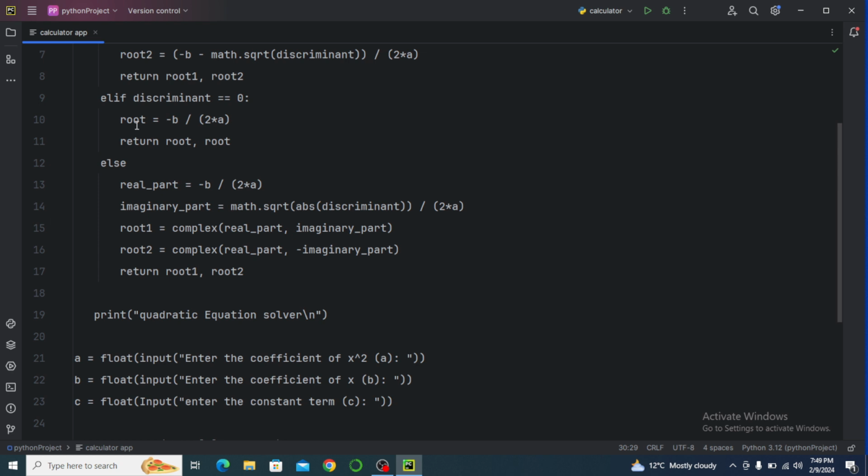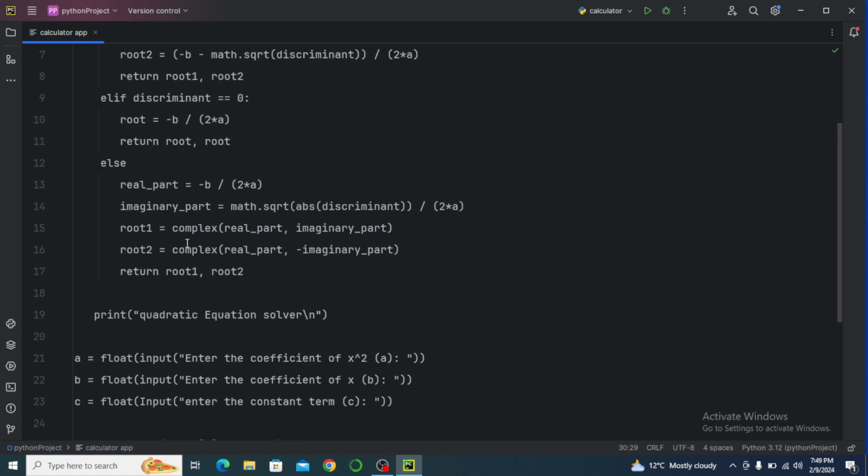So if the discriminant is greater than 0, the equation has 2 real and distinct roots, which is calculated from the quadratic formula. If the discriminant is equal to 0, the equation has 2 real identical roots, and that's what we use the elif here for. And if the discriminant is less than 0, the equation has complex roots, and so we calculate them using the complex number, and that's what we did in the else in this case.